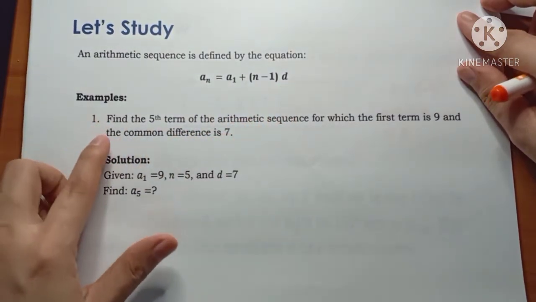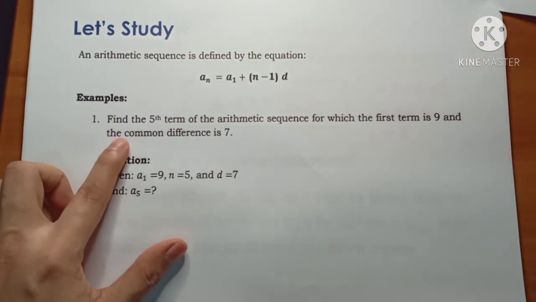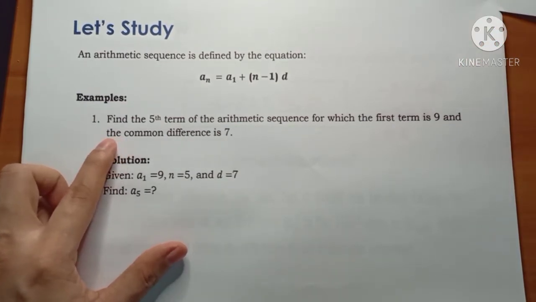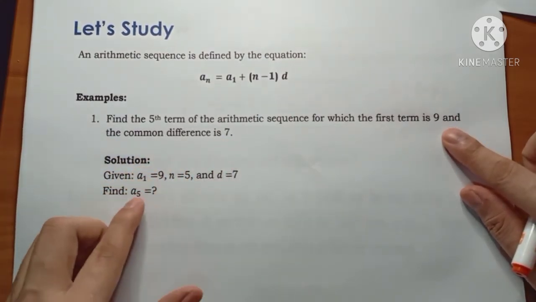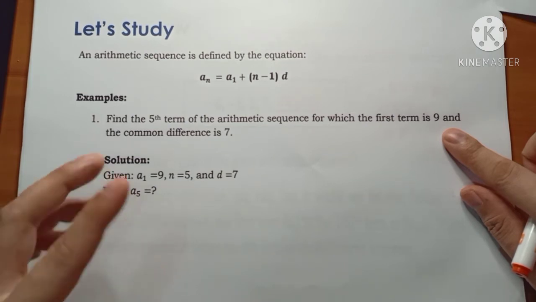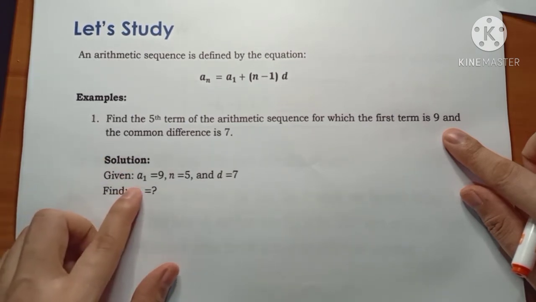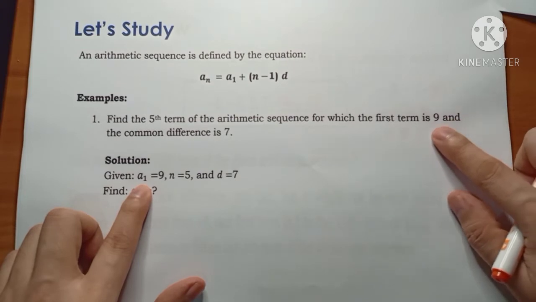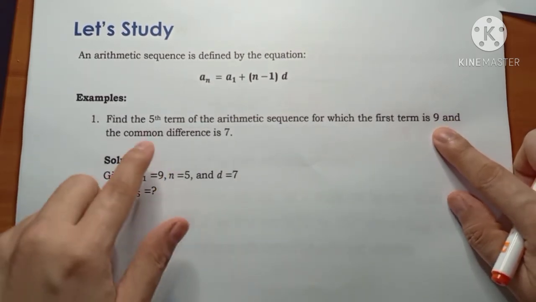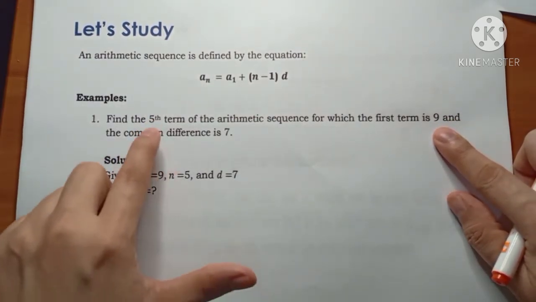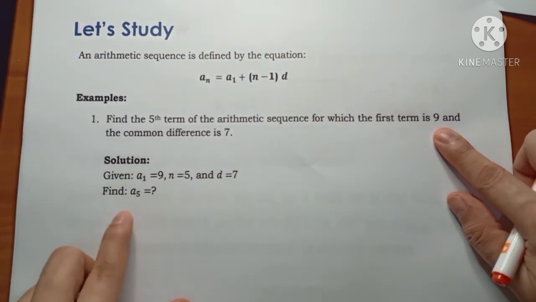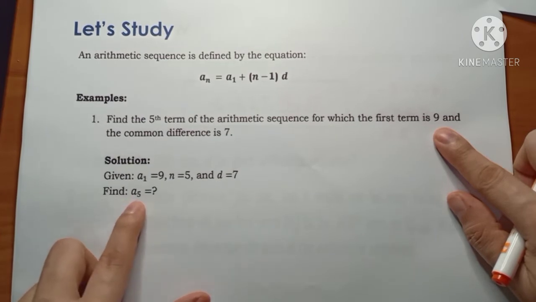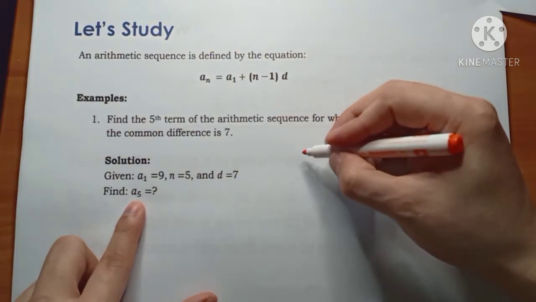So, for example, find the fifth term of the arithmetic sequence for which the first term is 9 and the common difference is 7. So, para makuha natin kaagad yan, isulat muna natin yung mga given. So, ang mga given natin, ang first term natin is 9. Ang n natin is 5 kasi fifth term siya. And then ang common difference natin is 7. So therefore, we have to find a sub 5 or the fifth term. So now, what is our fifth term? So sulat lang natin yan.